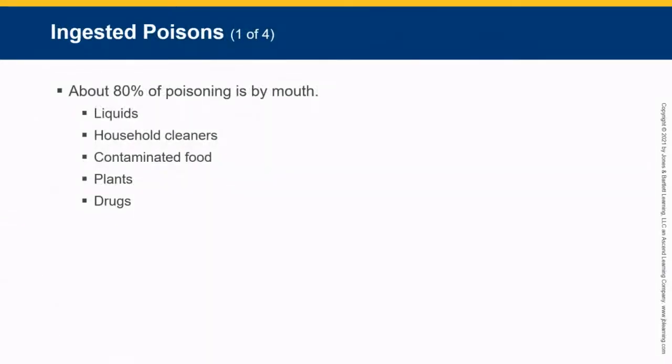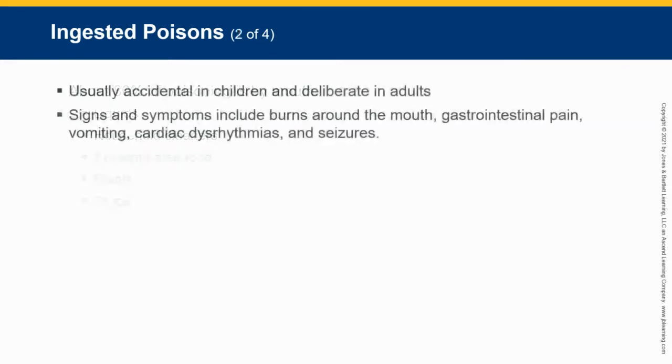So ingested poisonings, obviously big majority there, 80% of poisonings by mouth, and it could be anything from household cleaners to contaminated food, might be plants or ingested drugs. In children, it's typically accidental, more deliberate in adults, but signs and symptoms could include, depending on what the substance is, burns around the mouth, or GI pain, vomiting, could be even cardiac dysrhythmias, could actually cause seizures.